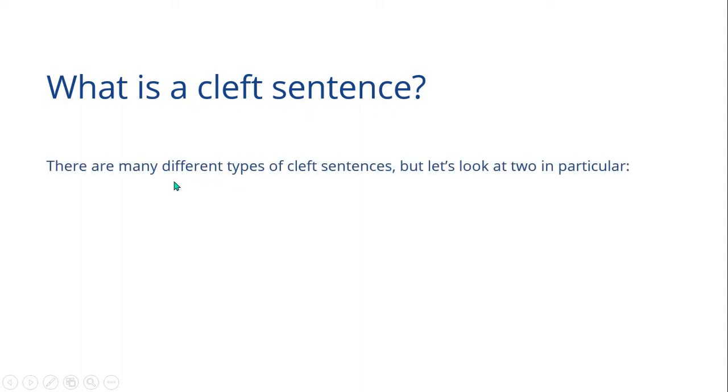There are many different types of cleft sentences, but let's look at two in particular. Our discussion here only concerns two things. Number one is inversions, here with certain negative adverbs and phrases. The meaning is the movement of the adverb to the beginning of the sentence, so that the adverb is the main concern of the sentence. It is not the general, standard or normal pattern.